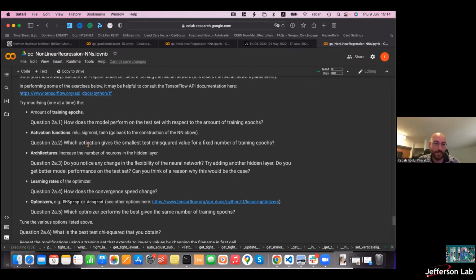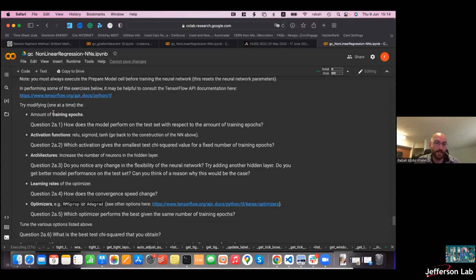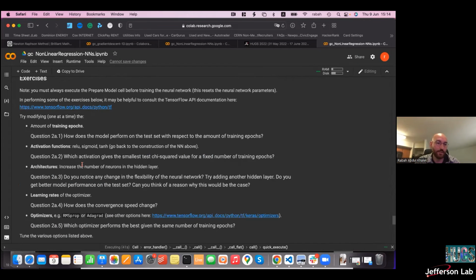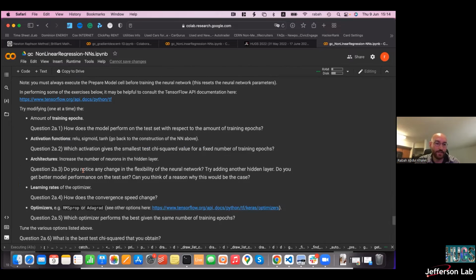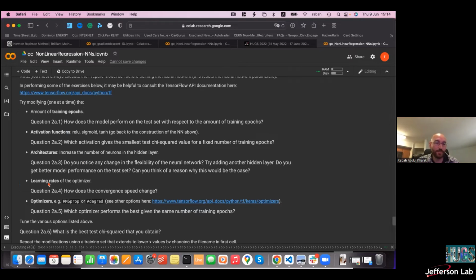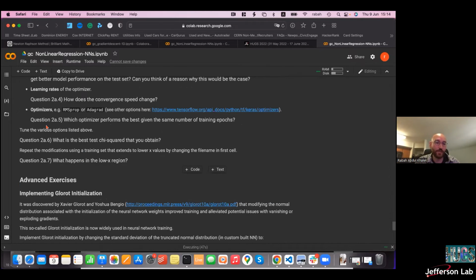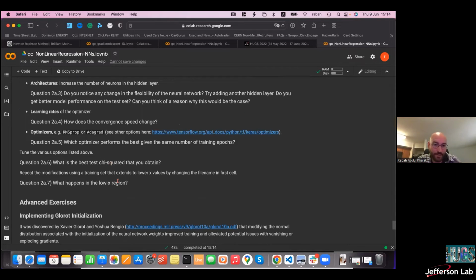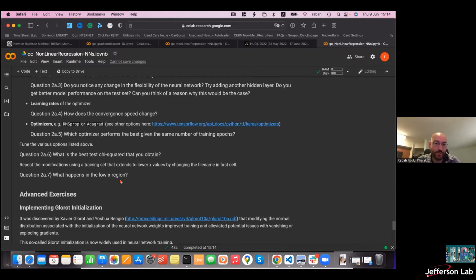What's interesting here is that I want you to play with the settings that we chose, like the training epochs and the activation functions. Try different activation functions, see the difference between them. Try to increase the architecture of the neural network just to see how much better it does. You can change the learning rates of the optimizer, and also the optimizer itself. Pick whatever you think is interesting for you. You can also play with the data set.